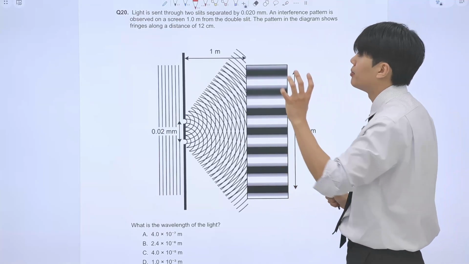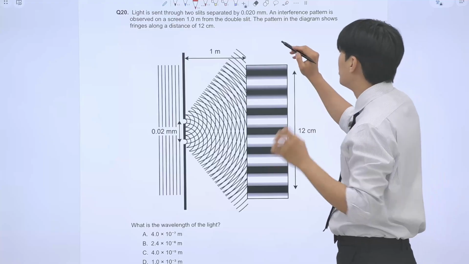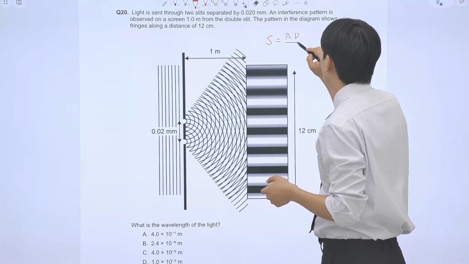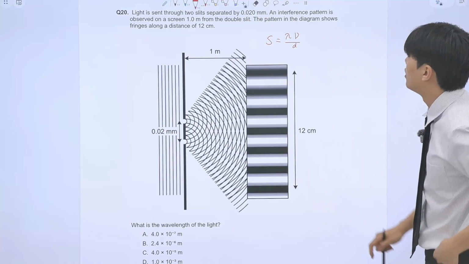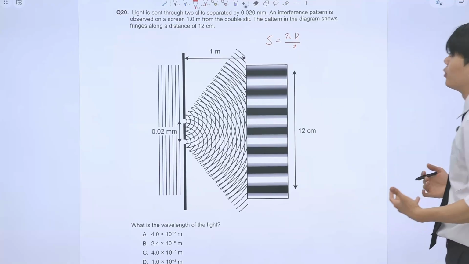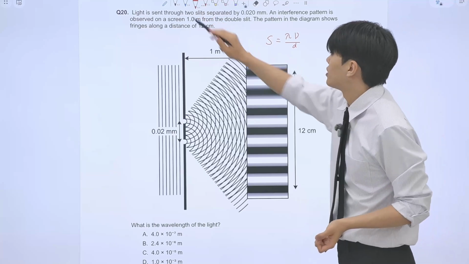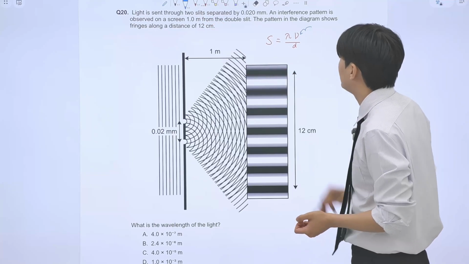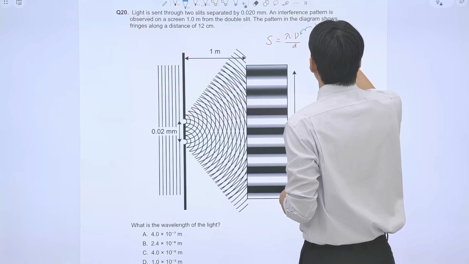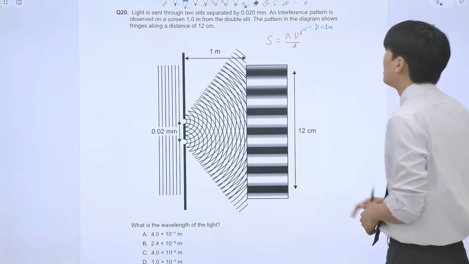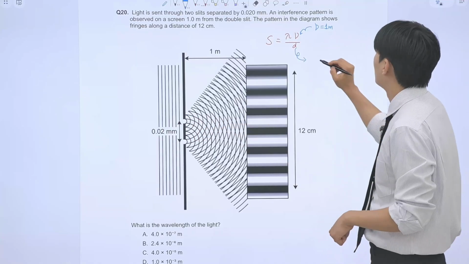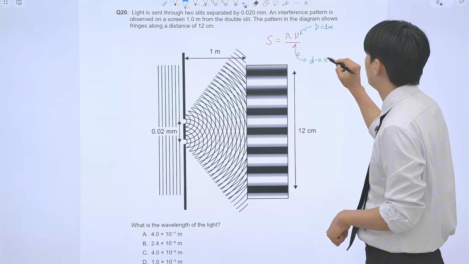Because that's a double slit experiment, you must use s equals lambda capital D over small d for the equation, right? Then what is s, what is lambda, and what are small d and capital D? First, the easy one: capital D is the distance between the slits and the screen, which is 1 meter. How about small d? Small d is the slit separation, which is this, okay? So small d equals 2 millimeters.